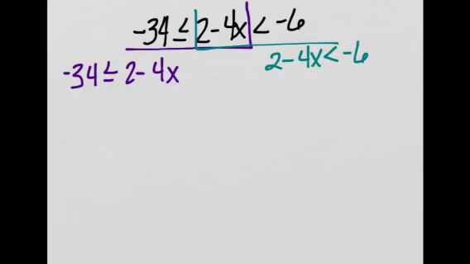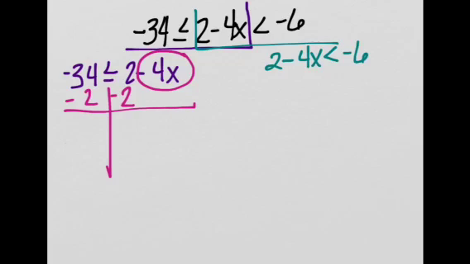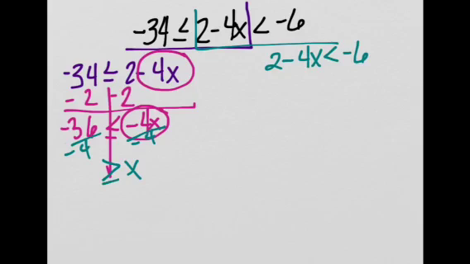Draw your line. Circle what I'm solving for. How do I undo that 2 there? Well, it's a positive 2, so I have to subtract 2 from both sides. Negative 34 minus 2 is a negative 36. My inequality is still the same. And my negative 4x. Since it's a negative, my inequality is going to flip. So divide by negative 4, divided by negative 4, and x becomes less than or equal to 9.